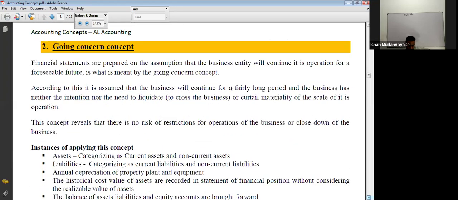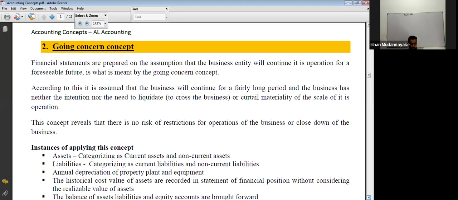Going concern concept. The business will continue its operation for the foreseeable future, more than 12 months after the financial year ending date. The business will operate for a foreseeable future, more than 12 months after the financial year ending date. The business will not be closed down soon.